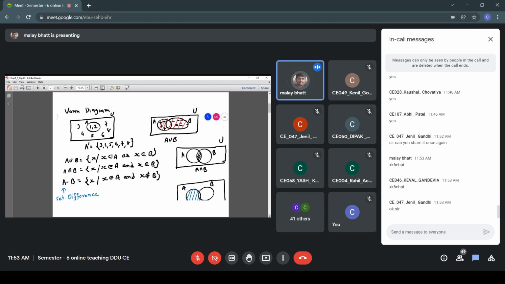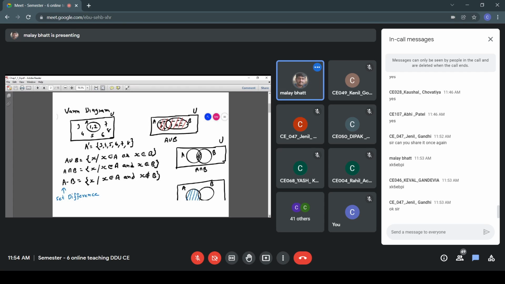Then we have a Venn diagram to represent the set. Here you can see in a universal set I have considered 8 numbers. We have A having 2 numbers, 1 and 2. So we can represent set A and the universal set using a Venn diagram. Now A union B is defined as x belongs to A or x belongs to B. So you can see in the picture that elements of A or elements of B will be a part of A union B.